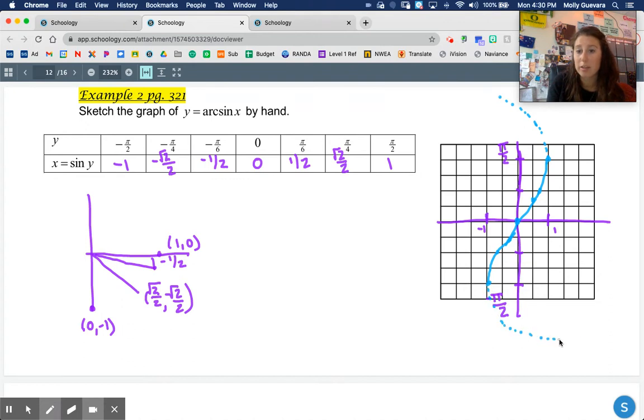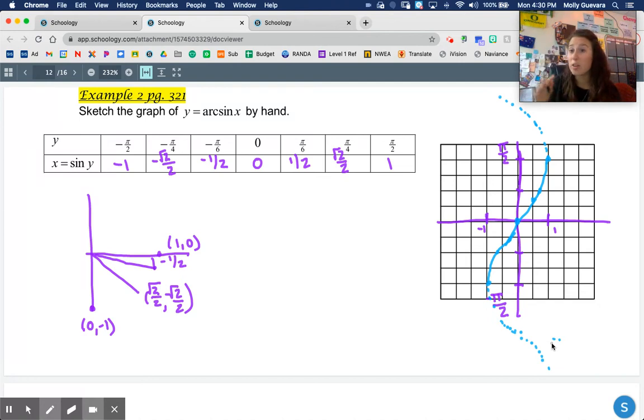I guess it's more than half. Oops, that's not what it looks like at all. It's more than half of the sine wave, but it's the sine wave nonetheless. Okay, so it's just the sine graph.